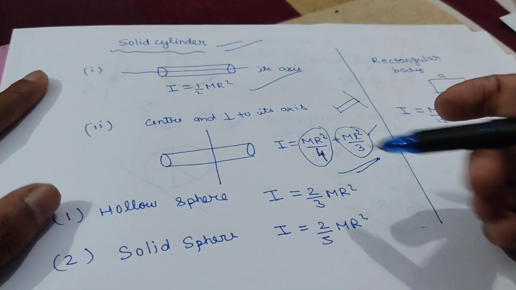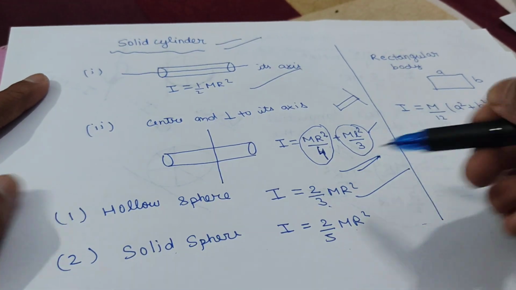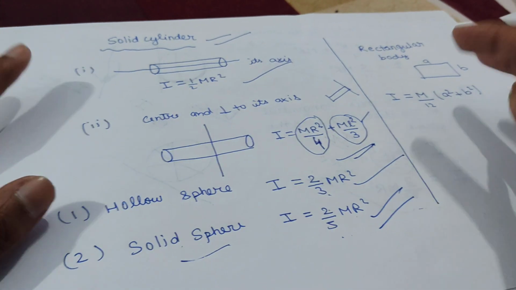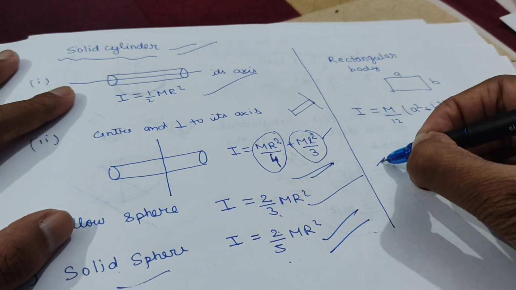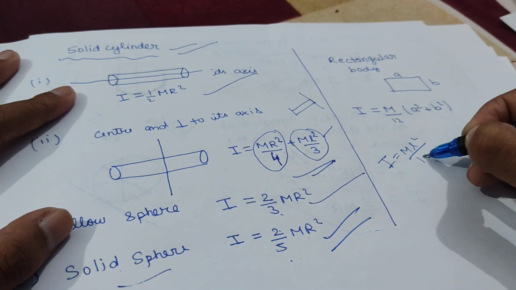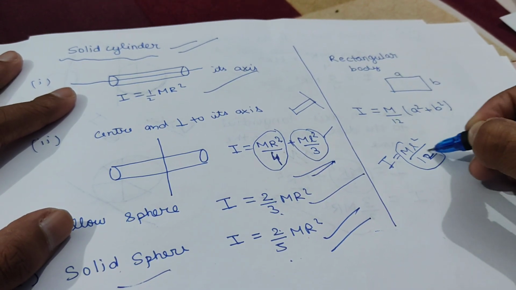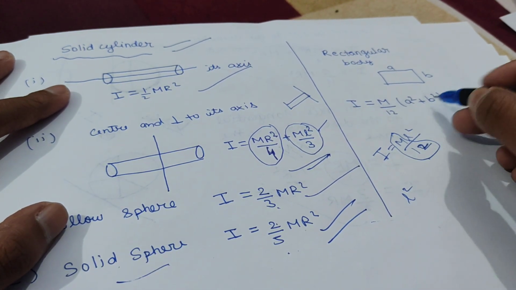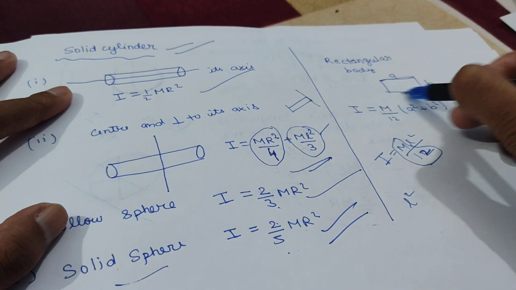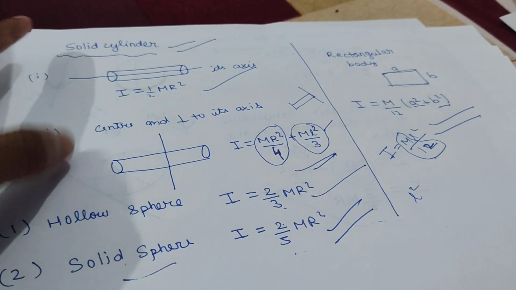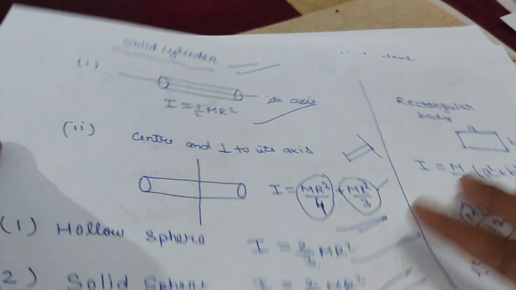For a hollow sphere it would be 2 by 3 mr square, and for a solid sphere it would be 2 by 5 mr square. For a rectangular body, we know from a thin rod, which is ml square by 12, it is kind of similar: m by 12, and l square becomes, for a rectangle with sides a and b, a square plus b square. That's it.